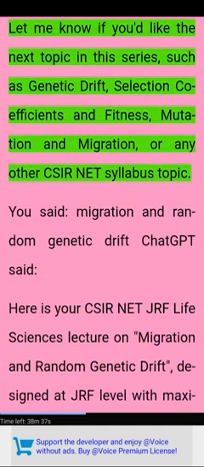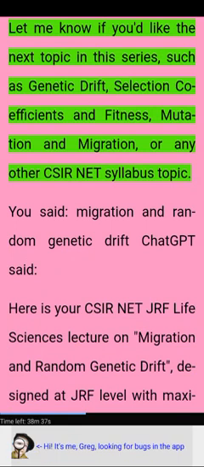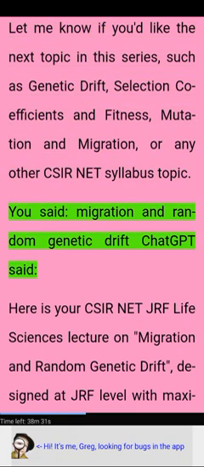Let me know if you'd like the next topic in this series, such as genetic drift, selection coefficients and fitness, mutation and migration, or any other CSIR NET syllabus topic. You said, migration and random genetic drift. ChatGPT said.